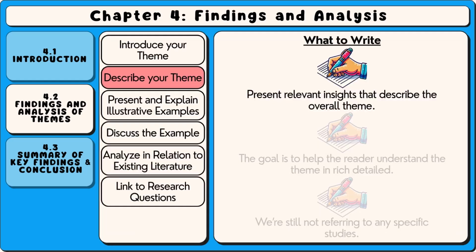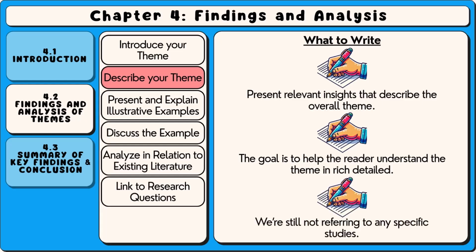Step 2 is to describe the theme. Here, present all your relevant insights that describe the overall theme with the goal of helping the reader to understand the theme in rich detail, remembering that thick description is an expectation in qualitative research. At this stage, you will be describing your theme at a high level and not referring to any specific studies just yet. Continue to focus on the theme as a whole.